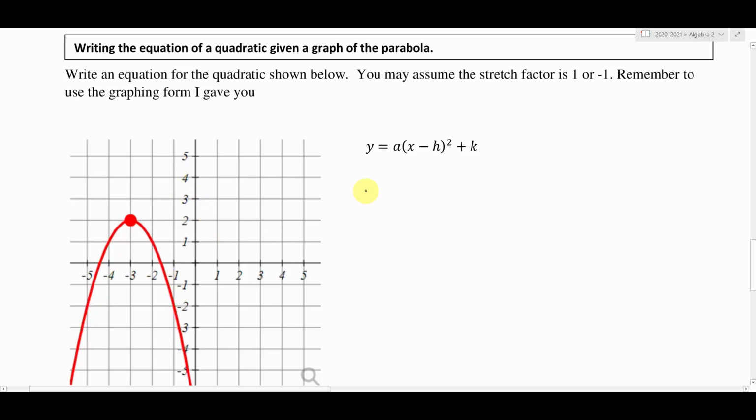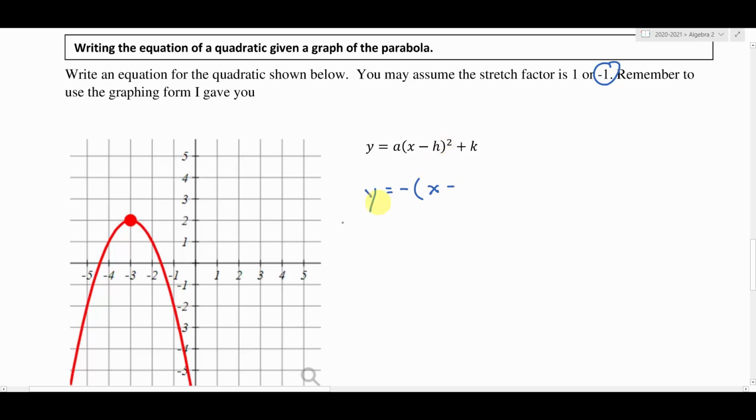Okay, so I'm going to start just by finding my a value, and if you read the directions for this one, it says that you can assume the stretch factor is 1 or negative 1, right? So it hasn't been stretched or compressed at all, right? But the parabola is opening downwards, so it would indicate that we have a negative out front of the parenthesis. So I'm just going to start with that, negative parenthesis, which is the same thing as saying negative 1, right? So we selected this one because it opened downward. And then I'm going to go x minus.